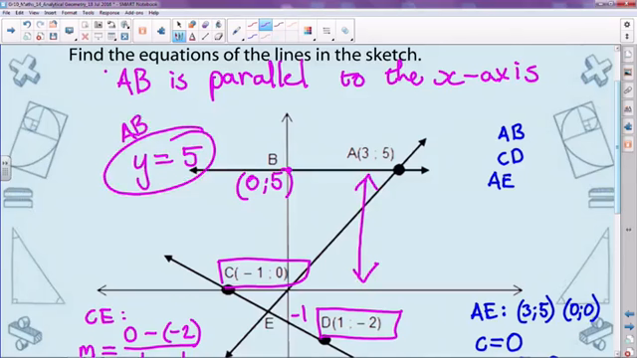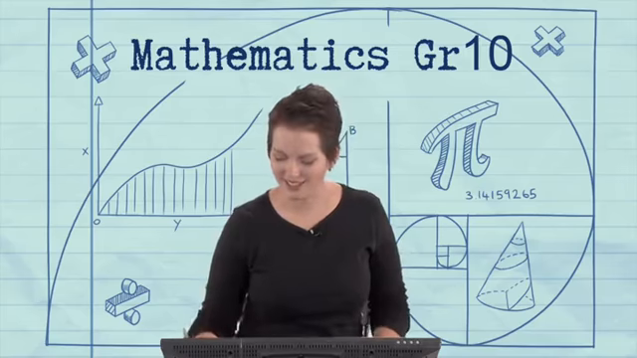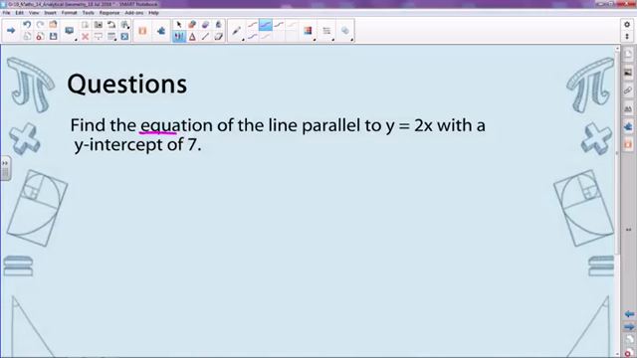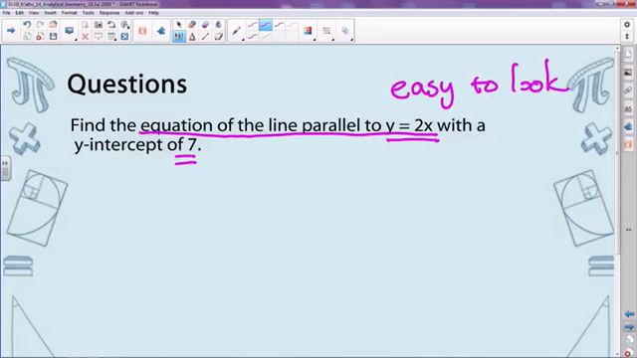Okay, grade 10s, you feeling good? You ready to try some of those word problems? Let's take a look at the first one. Find the equation of the line parallel to y equals 2x with a y-intercept of 7. Now, because this one is easy to look at, we're going to do it together.